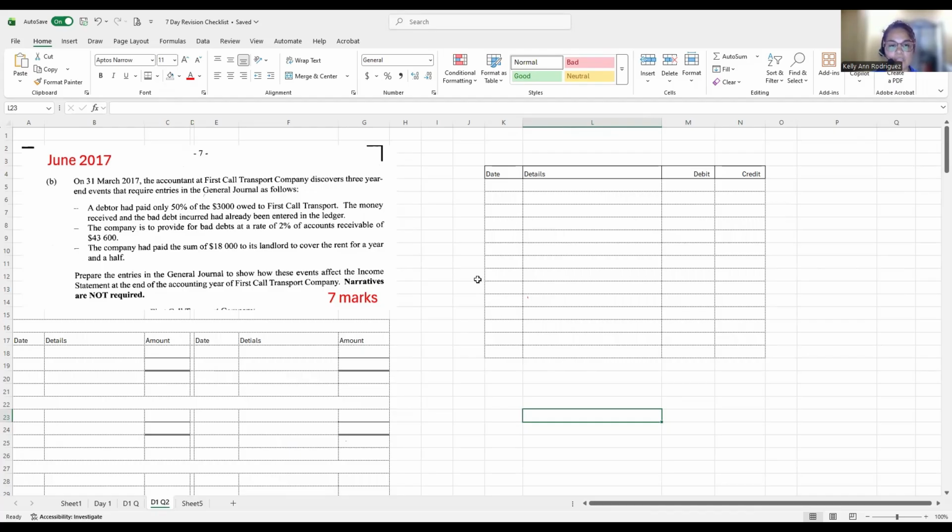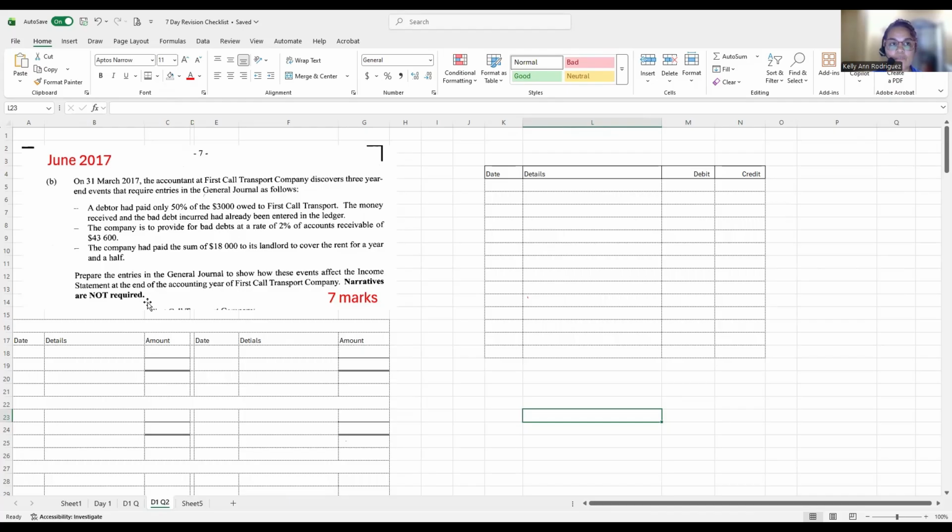It gives your brain the information on what goes where and how, so that you would not go wrong when you are constructing your journal entry. So let's look at it. Prepare the entries in the general journal. Once again, as you can see, I am reading the requirements: to show how these events affect the income statement. So when you're reading the question, you want to pull out the journal entries that you're going to post, to reflect how it affects your income statement.